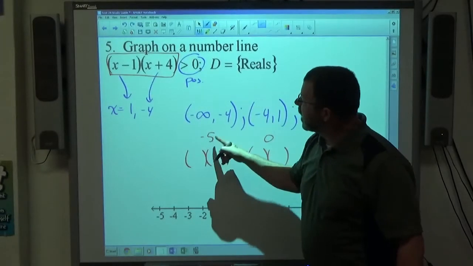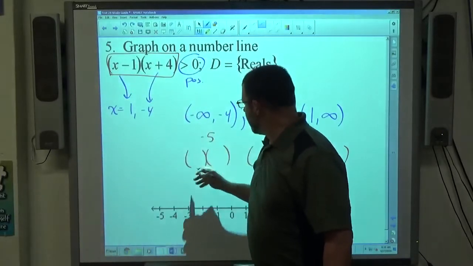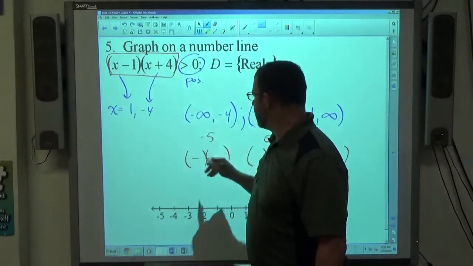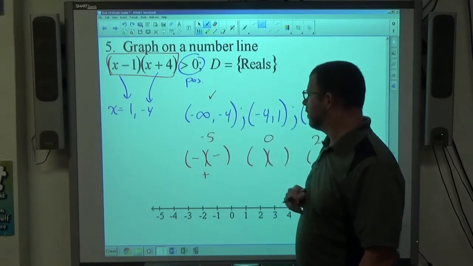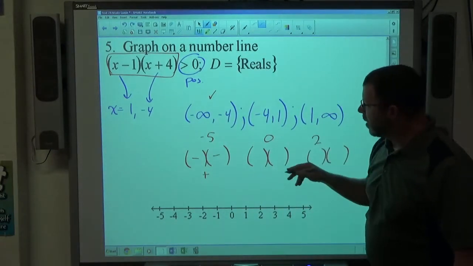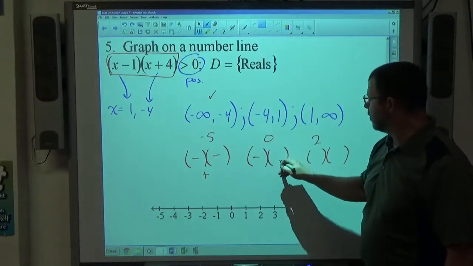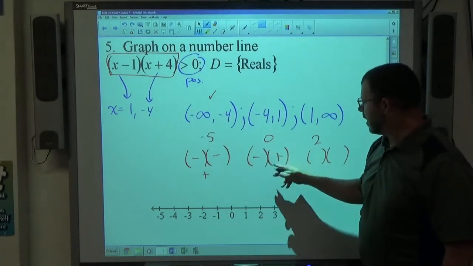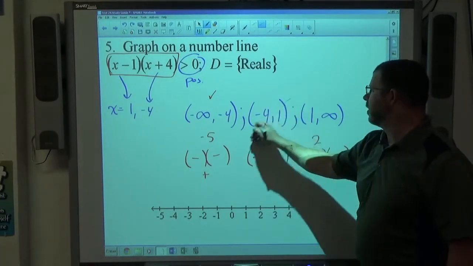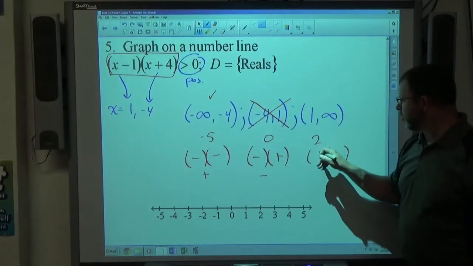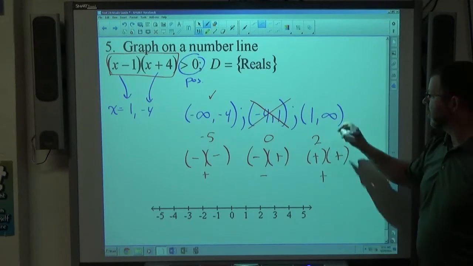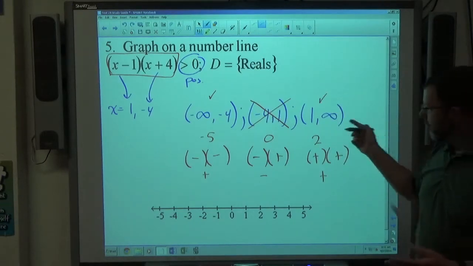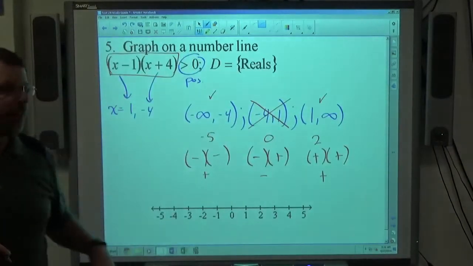So put negative 5 in. Negative 5 minus 1 is negative 6. Negative 5 plus 4 is negative 1. Multiply two negatives, you get a positive. We want positive. That one's a good one. Put 0 in. 0 minus 1 is negative 1. 0 plus 4 is positive 4. Multiply a negative times a positive, you get a negative. That's no good. Put 2 in. 2 minus 1 is positive 1. 2 plus 4 is positive 6. Two positives make a positive. That's a good interval. So both of these intervals survived the test.